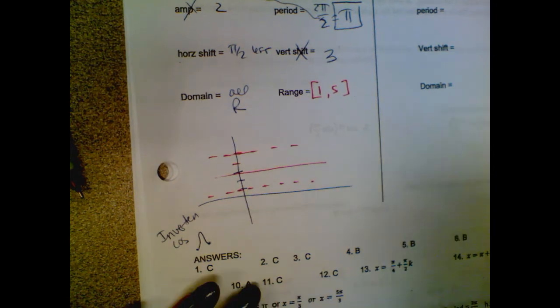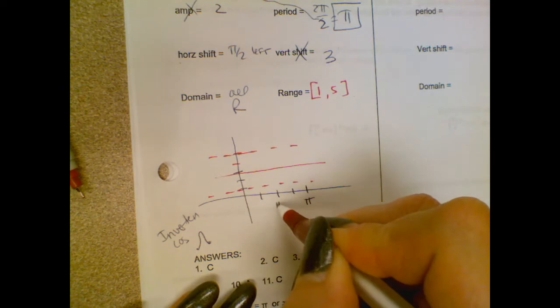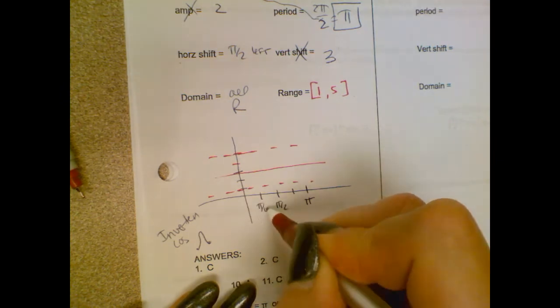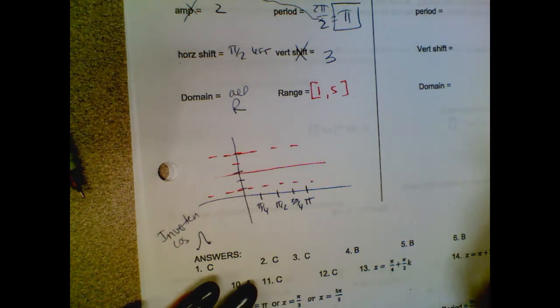So we have a period of pi, so I have to fill this in. 1, 2, 3, 4 is pi. Since we're going pi over 2 to the left, I might want to go 2 more hash marks either way.